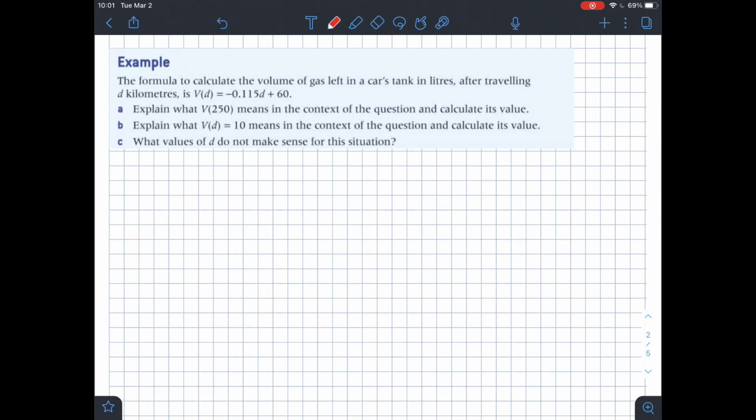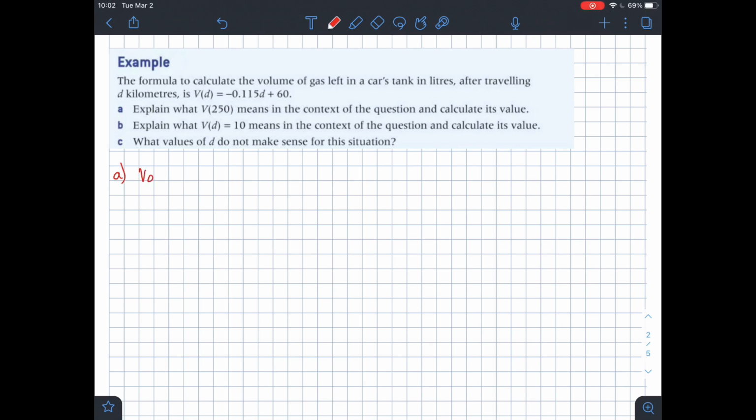It says, the formula to calculate the volume of gas left in a car's tank in liters after traveling d kilometers is volume with respect to distance is equal to negative 0.115d plus 60. So for part A, it says, explain what V of 250 means in the context of the question and calculate its value. So what would be V of 250?